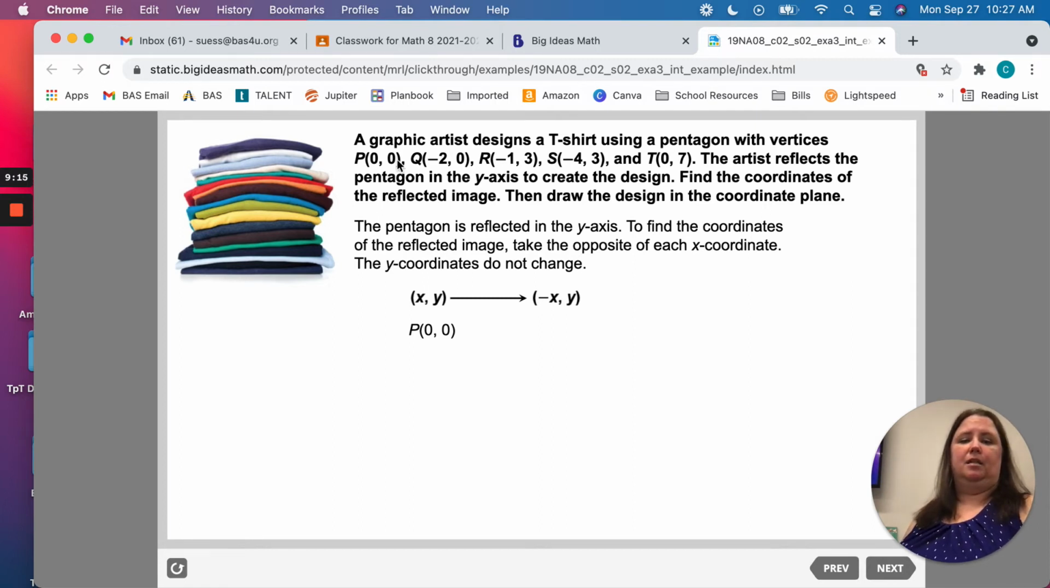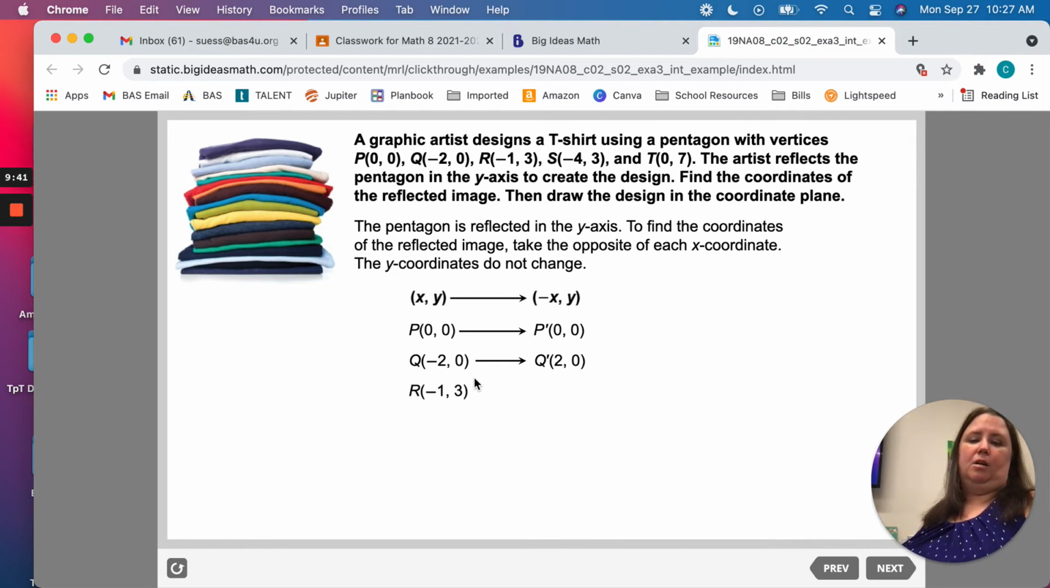So P is originally 0, 0. What's my new X? 0, 0. Still 0 because 0 can't be negative. Okay. So now my Q is -2, 0. What's my new Q? The X value changes to what? 2. A +2. So it'd be 2, 0. Okay. R value. My X value is -1. What's my new X value? 1. +1. Write this down in your journals.